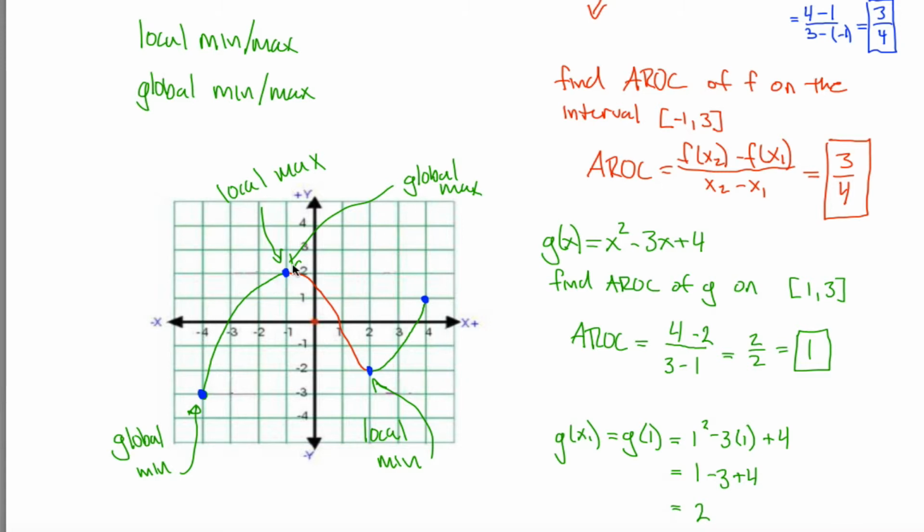It's a local max because it's higher than any of its immediate neighbors. And it's a global maximum because it's higher than any other point on the graph. It's this point right here. So what's this then? It's nothing.